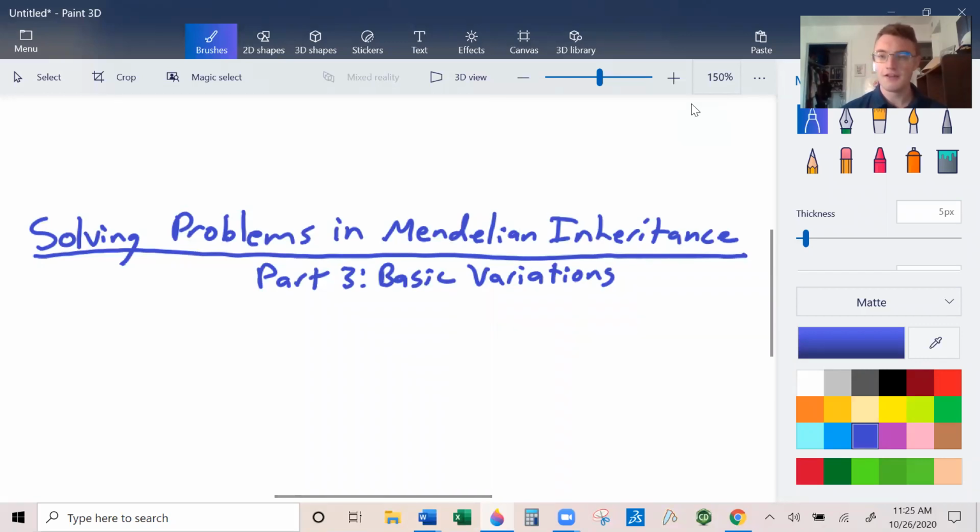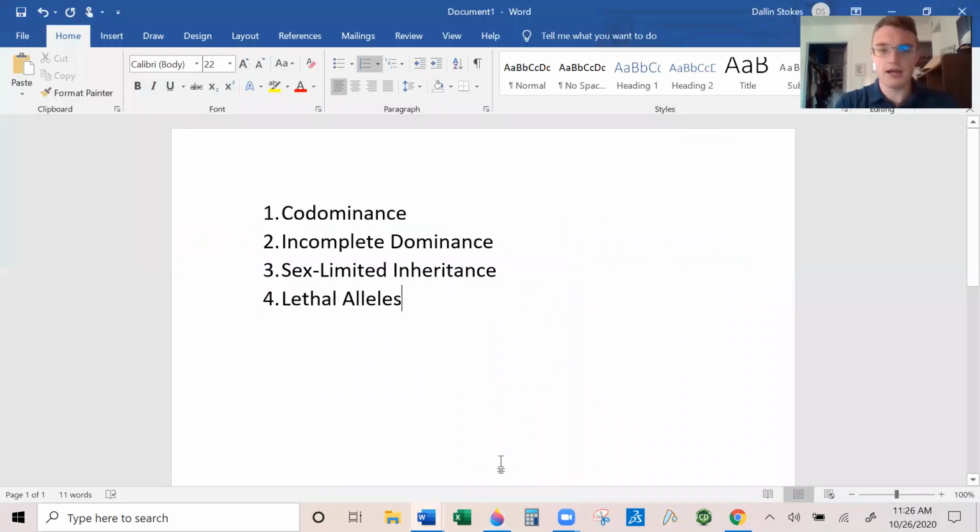So we'll take on 4 of the more basic modes of inheritance in this video, and then I'll tackle the more tricky ones, the more complex ones in the next video. So in this video, we're going to cover codominant inheritance, also known as codominance, incomplete dominant inheritance, also known as incomplete dominance, sex-limited inheritance, and then we'll finish out with lethal alleles.